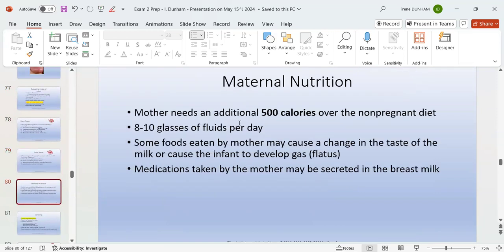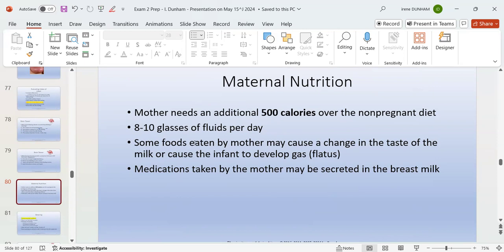Okay. Another good question could be about nutrition during breastfeeding. So remember, mommies need to have 500 extra calories when they're breastfeeding. They need to drink lots of water. The more fluids they get in, the more milk they can produce.